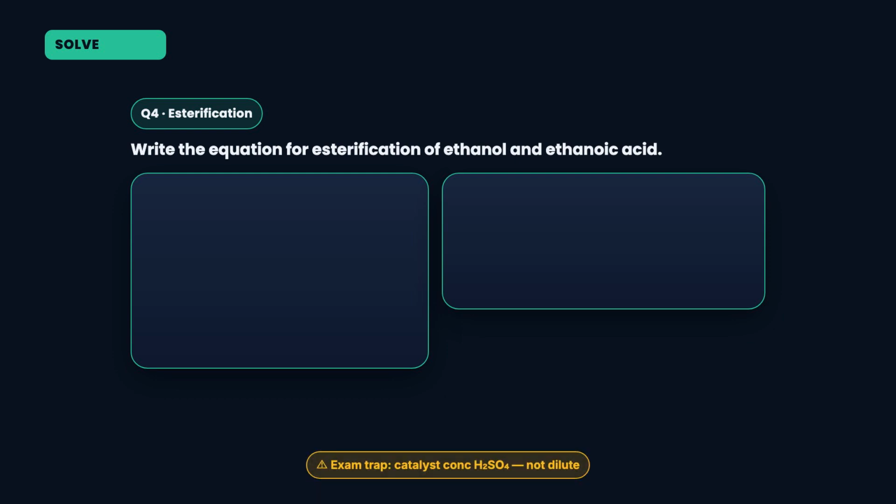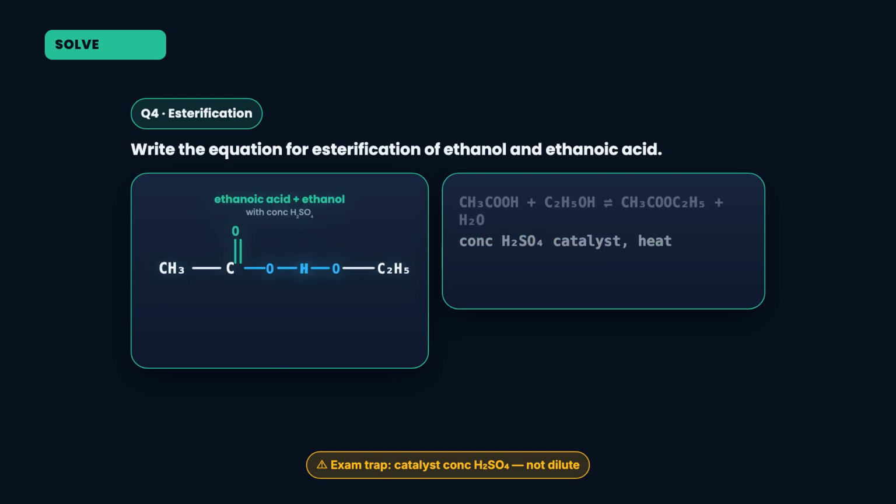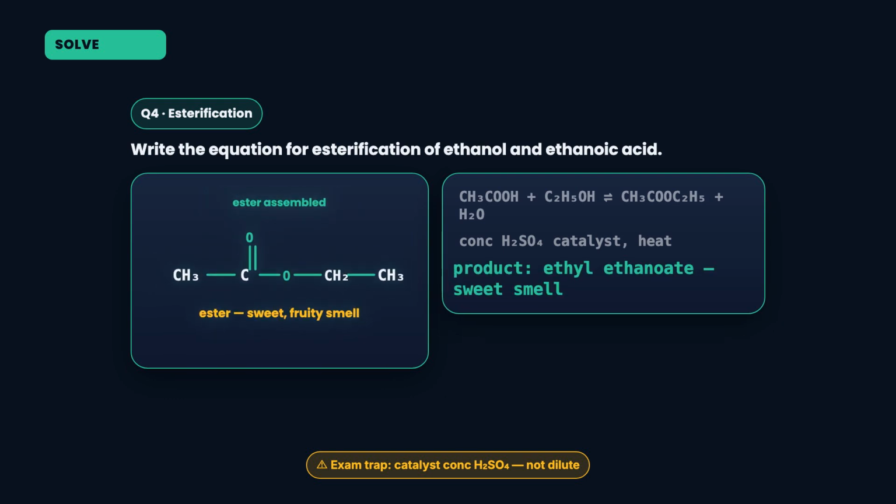4. Write the equation for esterification of ethanol and ethanoic acid. Ethanoic acid plus ethanol, with concentrated sulfuric acid and heat, gives ethyl ethanoate plus water. The ester has the sweet, fruity smell of nail polish remover.